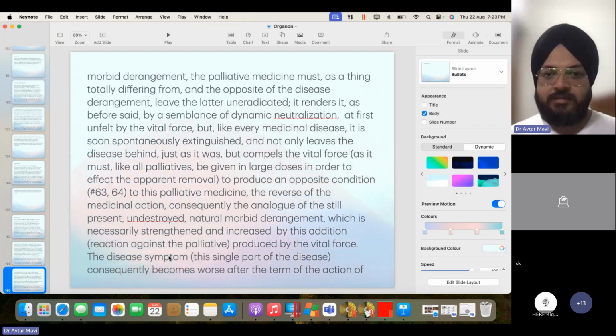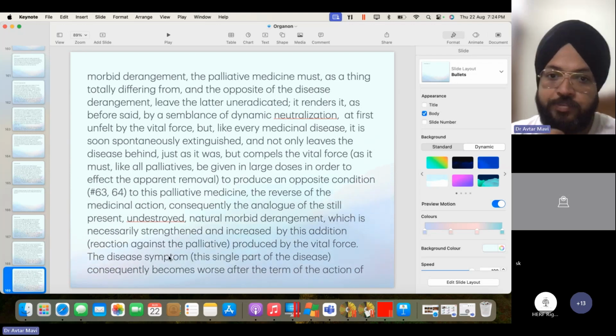So any action of the medicine which is there on the body, with any medicine, is going to extinguish. And what happens after that is it not only leaves the disease behind just as it was, but compels the vital force, as it must, like all palliatives, to be given in larger doses in order to effect the apparent removal, to produce an opposite condition to this palliative medicine. So it also compels the vital force to give a secondary action where it increases the disease force. It has to increase it to repel against this kind of action.